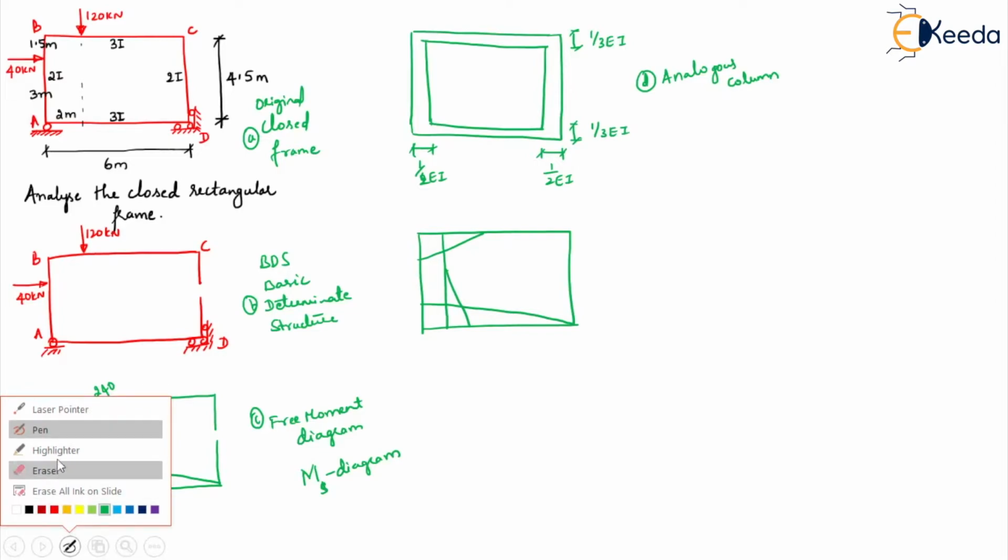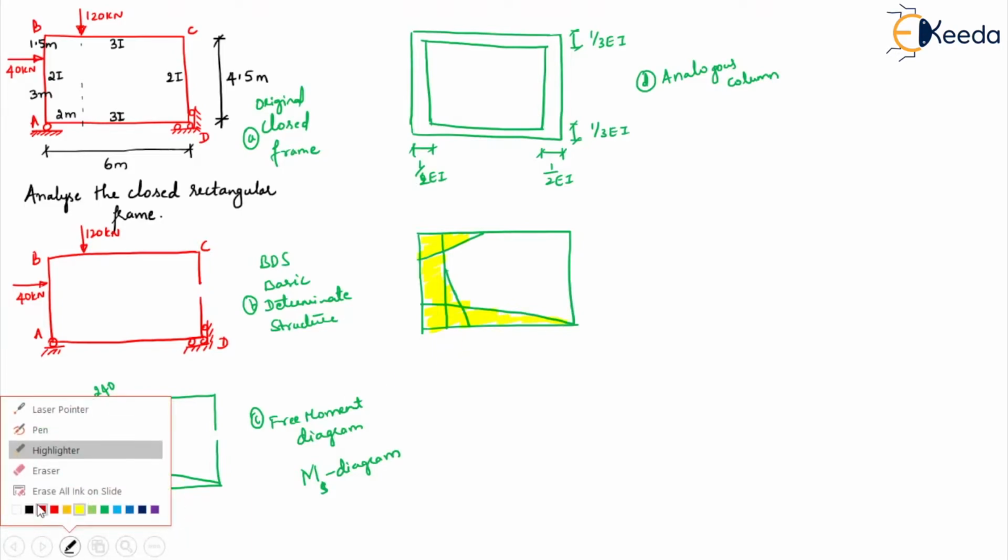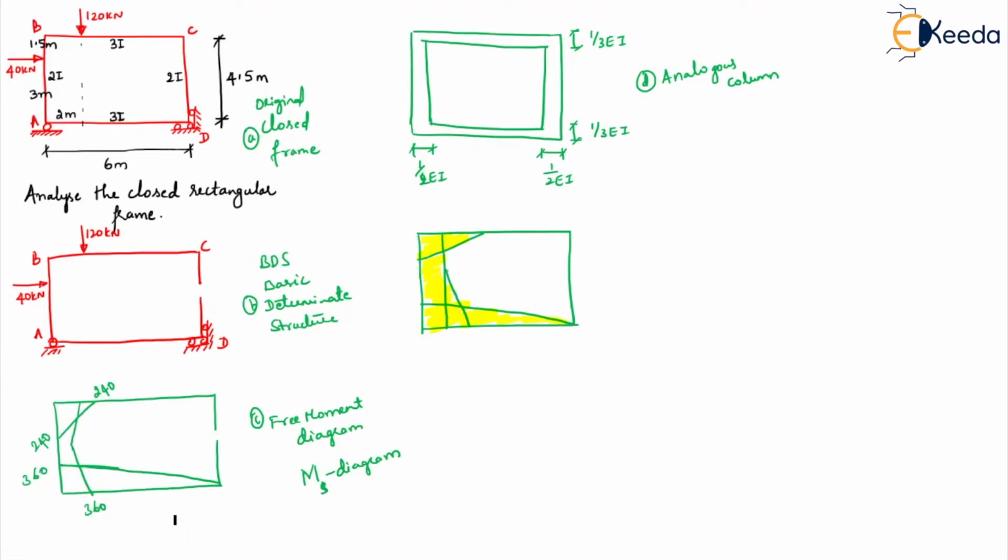All this I'll highlight. So what are the values? I will write the values here. Here this is 240, so 240 by 2, it will be 120 by EI. Here it will be 240 by 3.